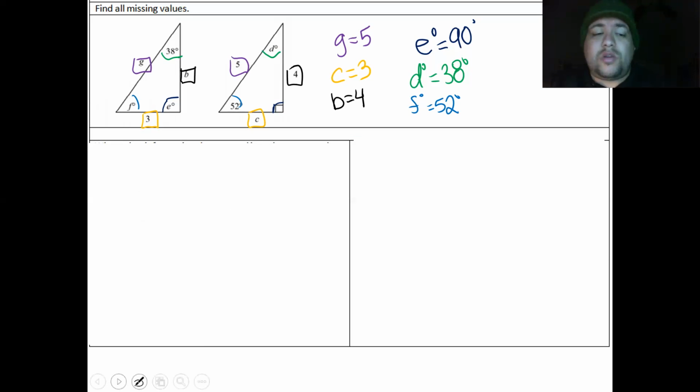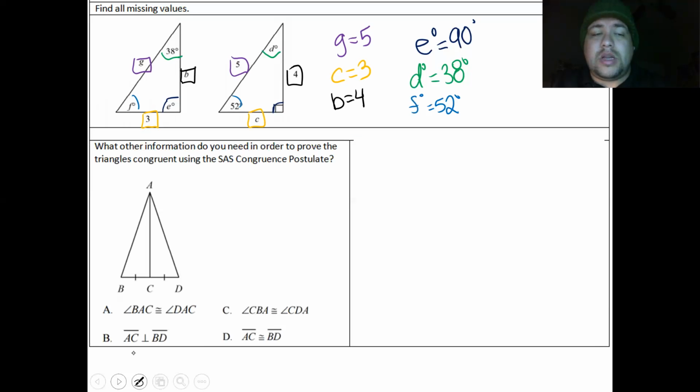Looking at the next one, so these are the next two problems, or we'll do this problem first. We're moving on to triangle congruence, not necessarily showing CPCTC, but we want to be able to show either side, angle, side, or angle, angle, side. In the context of the problem, what other information do you need in order to prove that the triangles are congruent using side, angle, side? So I want to be able to use that relationship.